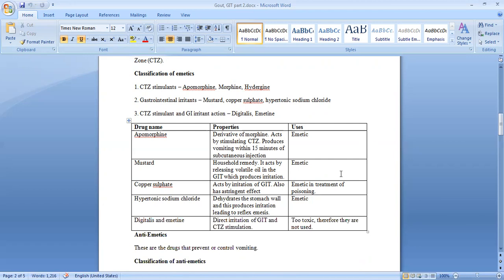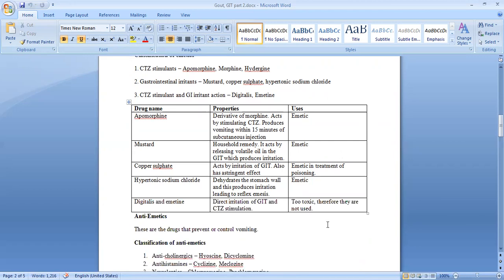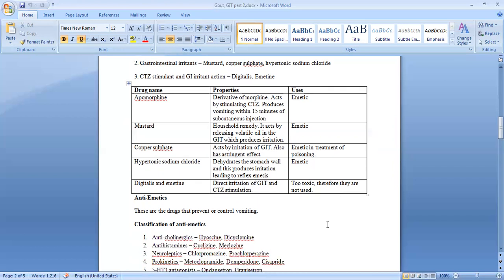Now, digitalis and emetin have very strong emetic action, but that action is very toxic. It is too strong an action, so that is why it is not preferred to be used. Digitalis, as you know, is the plant Digitalis purpurea, and emetin is obtained from the natural source, which is Ipecacuanha. However, these substances are highly irritating and very toxic, so they are not used as emetics. Now, this was all about emetics.